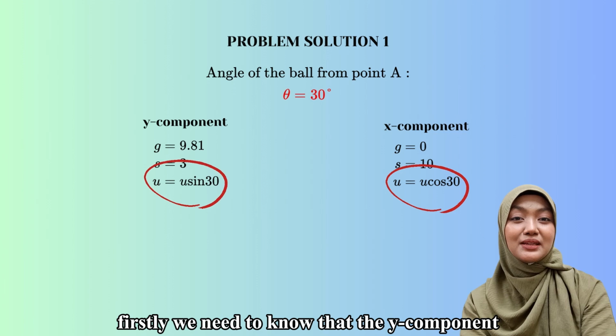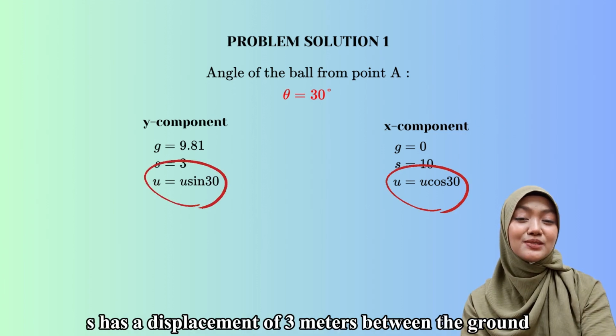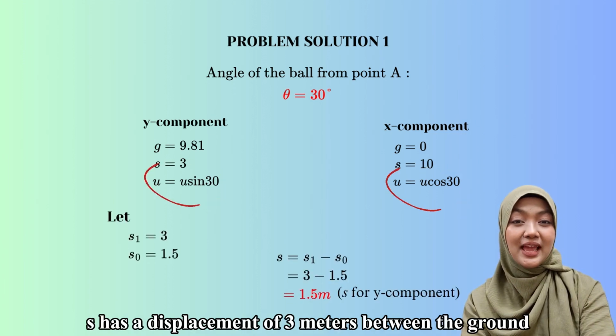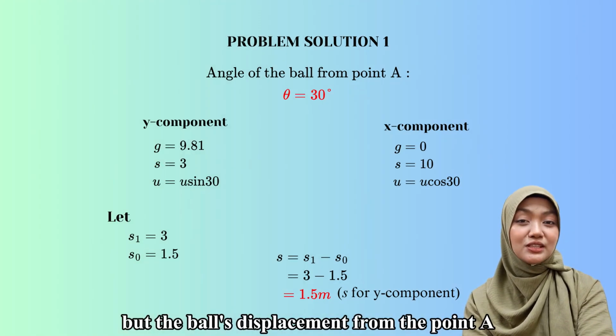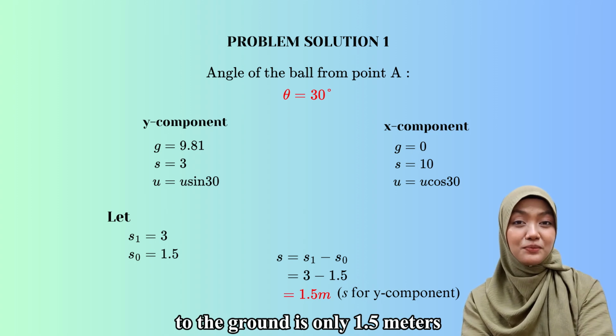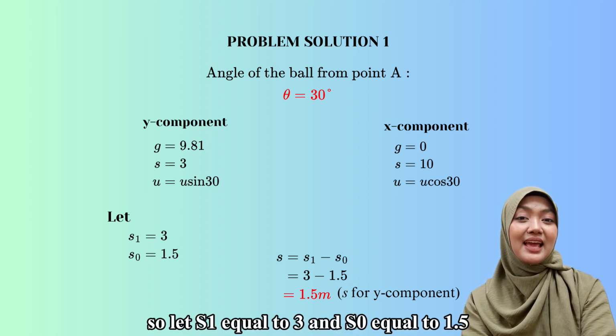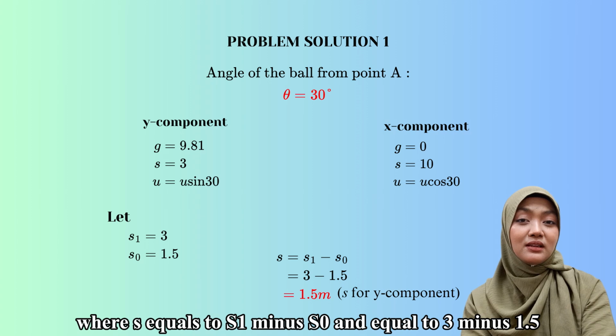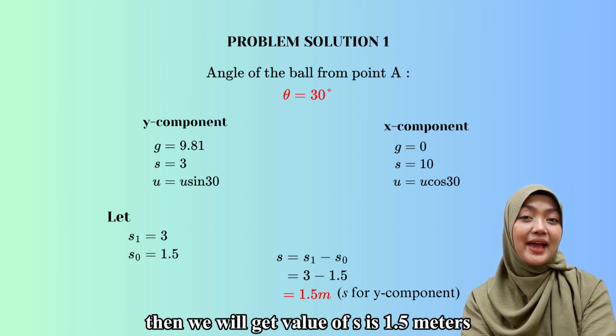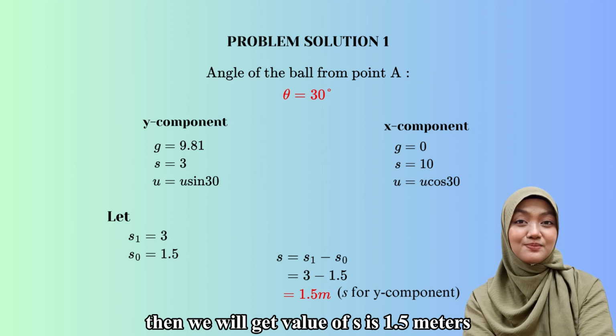Firstly, we need to know that the y component s has a displacement of 3 meters between the ground and the ball at point B, but the ball's displacement from the point A to the ground is only 1.5 meters. So, let S1 equal 3 and S0 equal 1.5, where S equals S1 minus S0, equal to 3 minus 1.5. Then we will get the value of S as 1.5 meters.